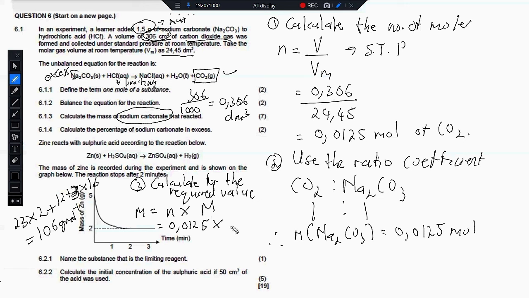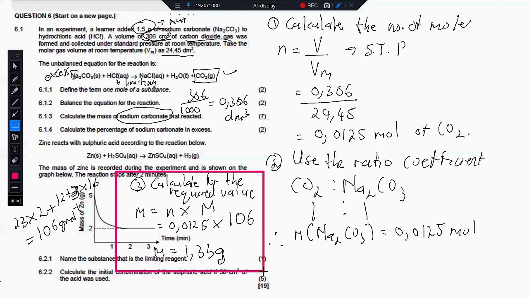And then this is what you're going to multiply with here, 106. Now, the mass that you are going to find is 1.33 gram. Right. And that's how you were supposed to calculate the mass. So for 7 marks, note the steps that we took there.